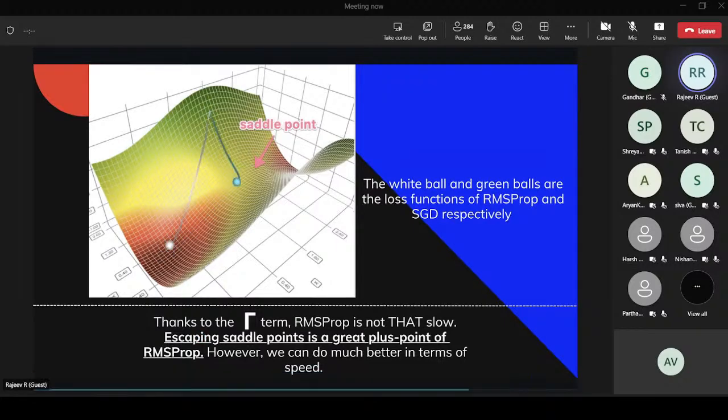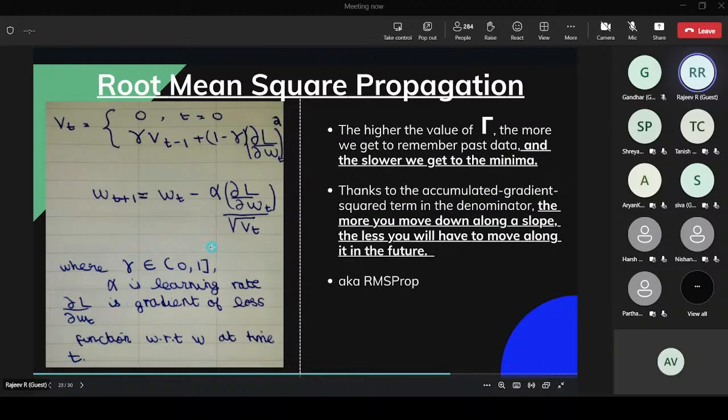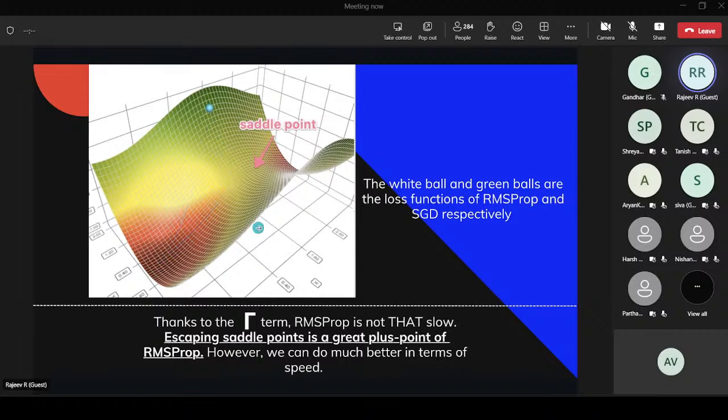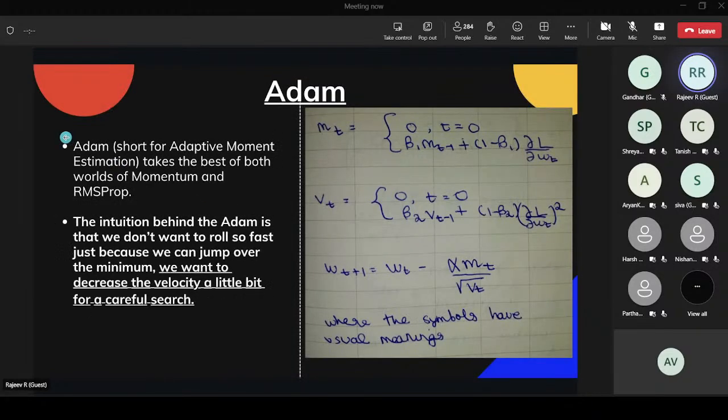But what is the problem with RMS prop? We are talking like it's really good, but as I hope you can clearly see, you have a very big term in the denominator. So obviously that means the change in weight becomes really small, and we need more speed to help with computational efficiency. So people thought of improving RMS prop even more by adding a speed term. Using that, you get this optimizer called Adam.